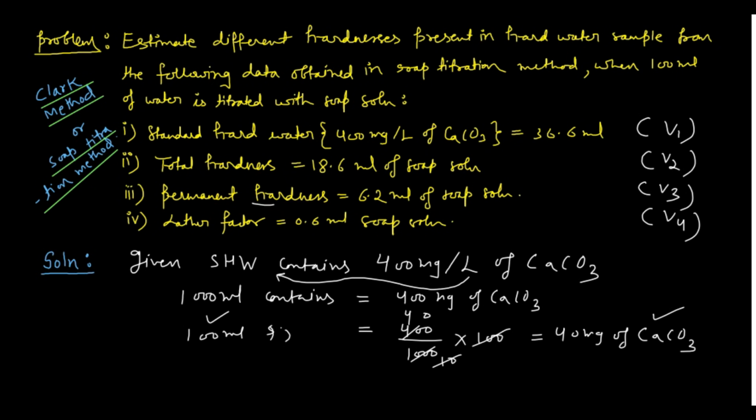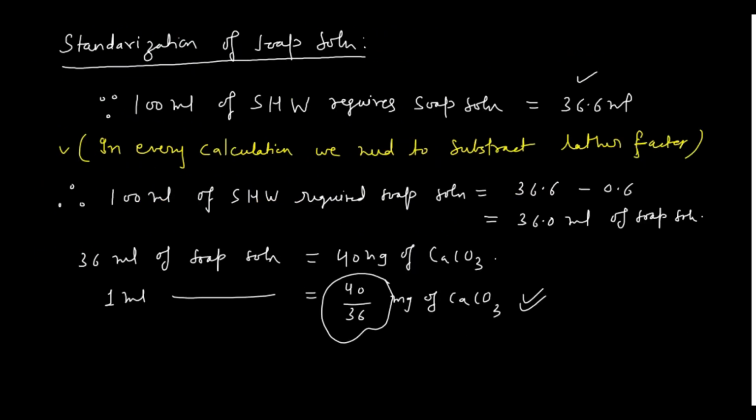Now we'll do the same thing for the permanent hardness also. The only difference is that in this case 6.2 ml of soap solution is required. So you need to subtract the lather factor, which is 0.6, from this 6.2, then convert that into the calcium carbonate equivalent and calculate it for 1000 ml. Then you will get your permanent hardness. Let us check how to do this.